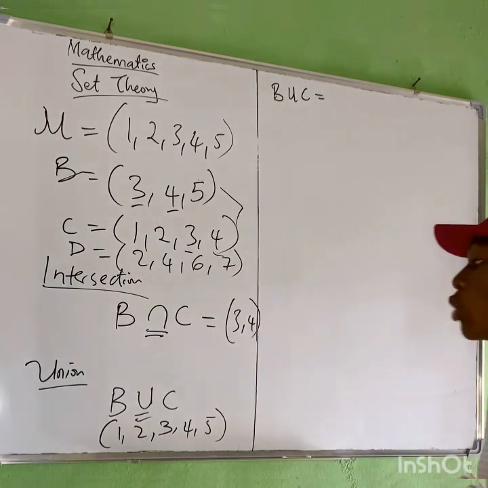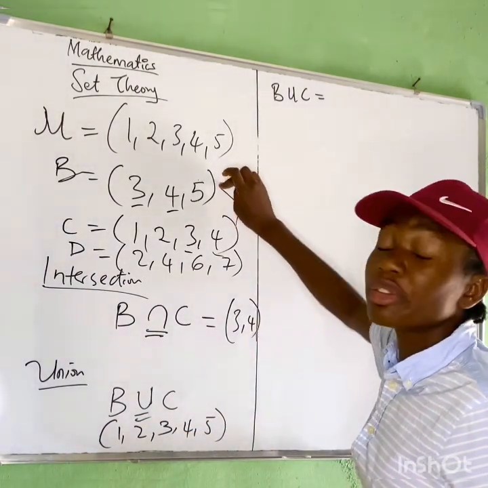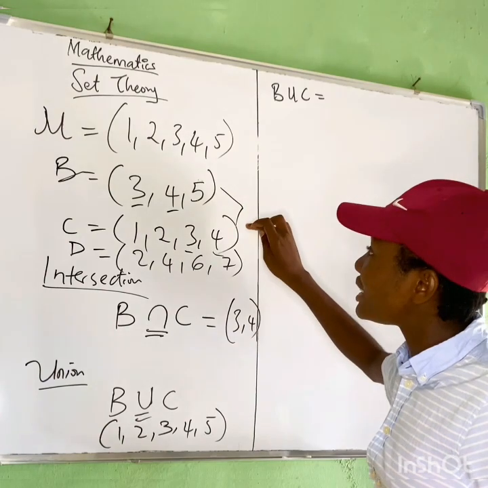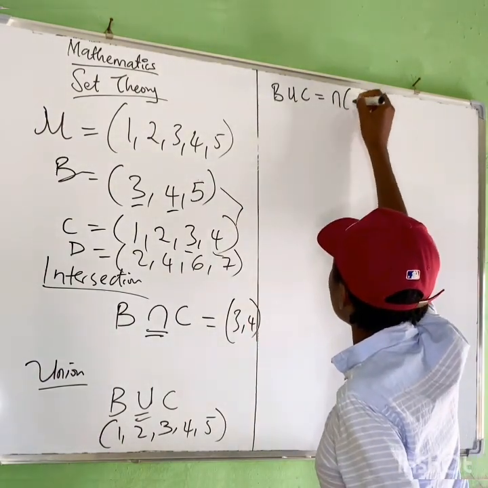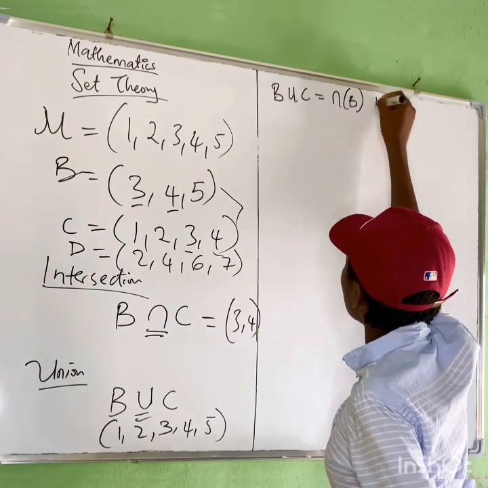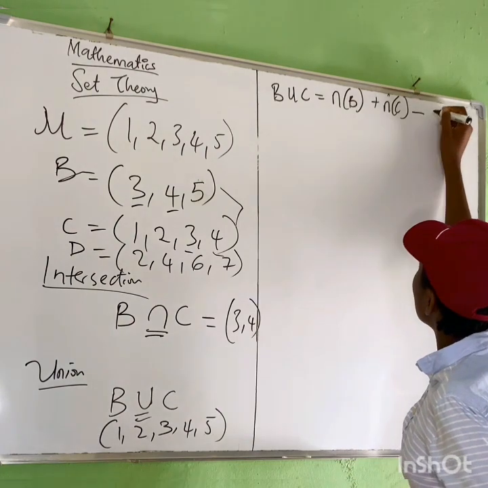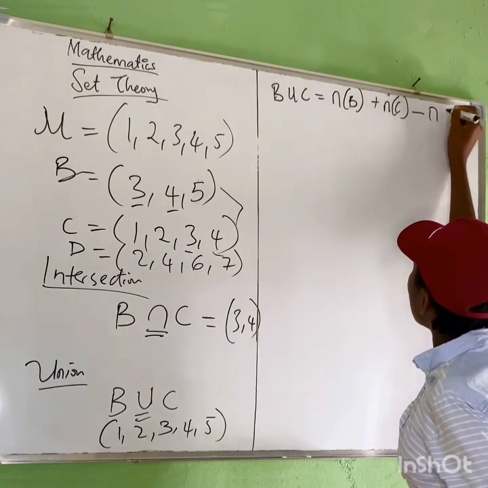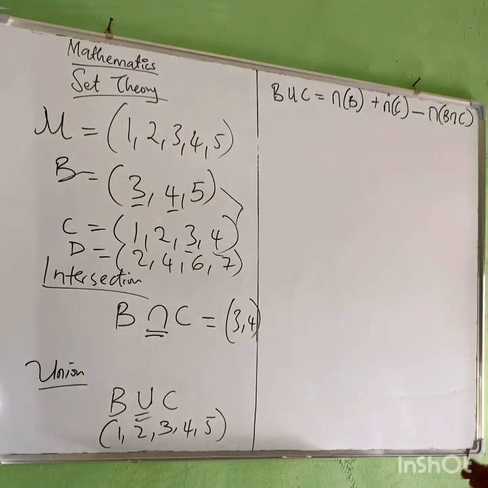All right, like I said, we don't want to repeat any element, right? So when we want to see the union of set B and set C, the format we use is this. We look at the number of elements in set B plus the number of elements in set C, minus the number of elements in B intersection C.